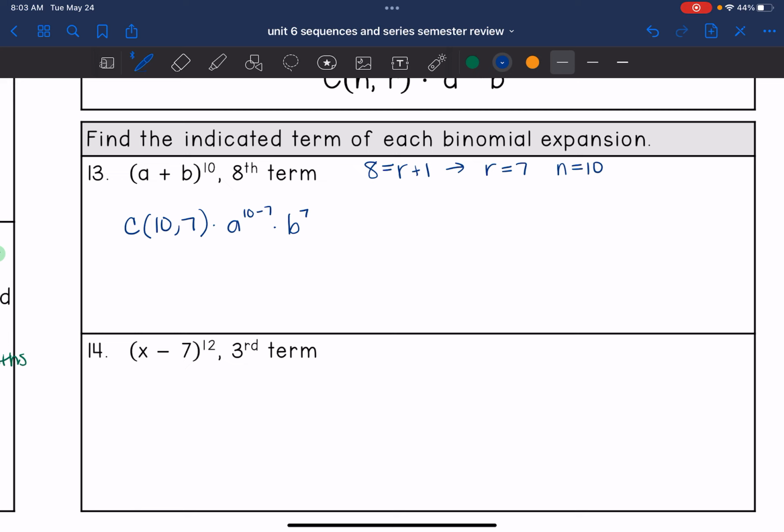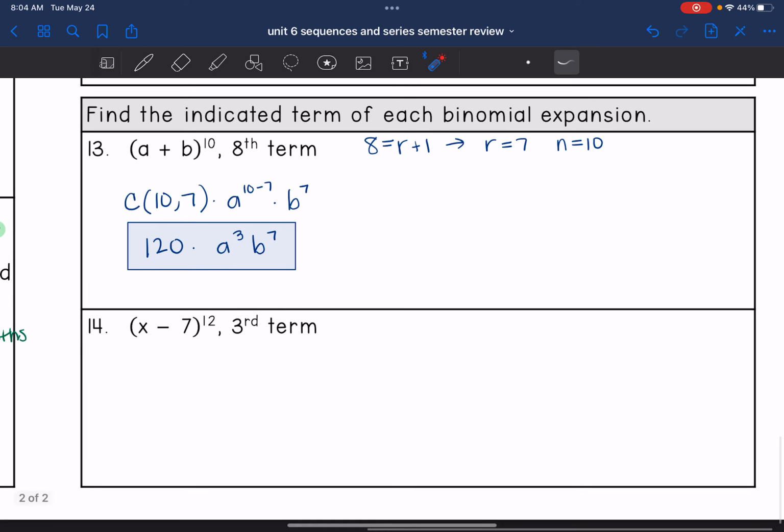10, 7. And that's 120. Times a to the 10 minus 7 is 3. And then b to the 7. That's already the answer. That's going to be the 8th term in your final expansion. But it's easier when it's just letters like that. It's just a and b. This next one is going to have numbers, so it's going to get a little bit more difficult.